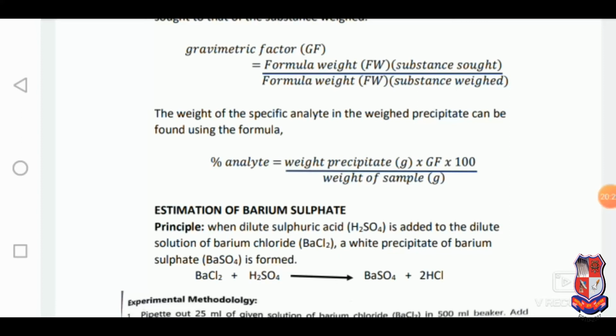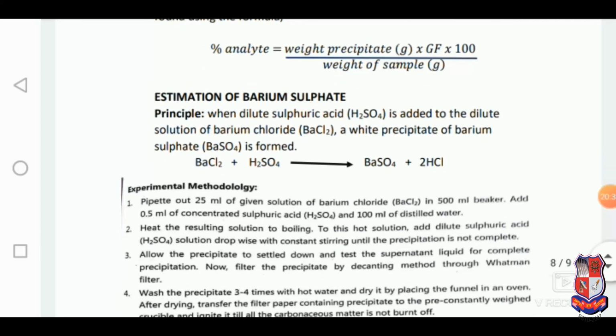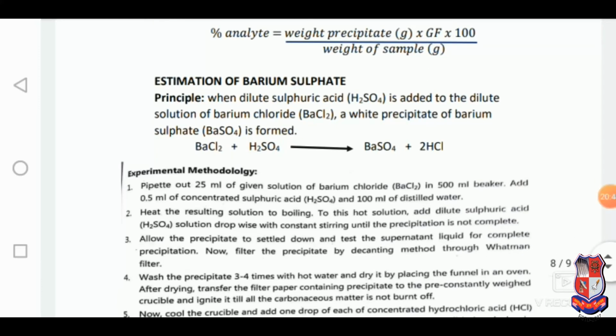The weight of the specific analyte in the weighed precipitate can be found using the formula: percentage analyte is equal to weight of precipitate times gravimetric factor times 100, divided by weight of the sample. This is the ideal and most important calculation for gravimetric analysis.